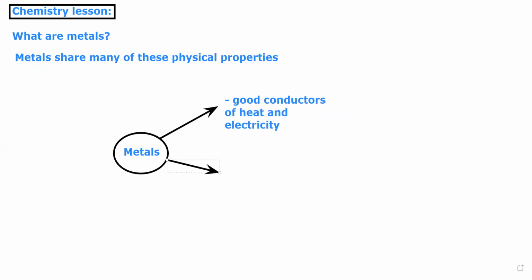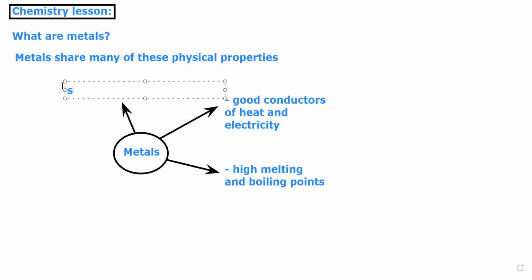Other than that, they have high melting and boiling points. Of course, some metals will have higher ones than others, but generally they will have high melting and boiling points. Then, we can talk about that they are shiny, or we use a good keyword which is called lustrous.